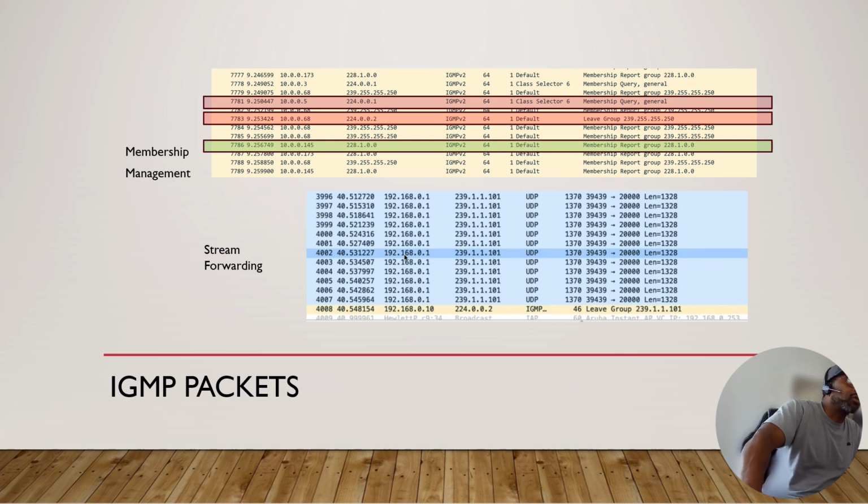Even if you look at this one on the bottom, you can see IP address 192.168.0.110 is initiating a leave request from the multicast IP group. We know this because it's 224.0.0.2, and it's leaving group 239.1.1.101.